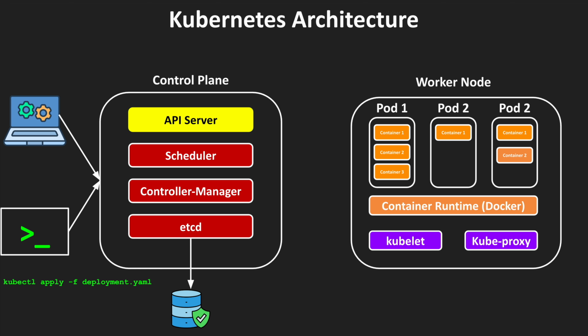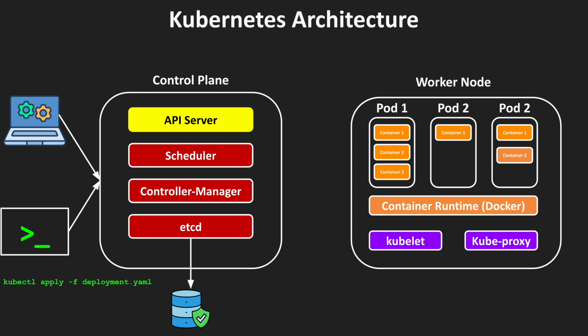So for example, in this case, we are sending a request: kubectl apply deployment YAML. That request goes to the API server in the control plane. The API server is the main entry point. All the commands that we are running, kubectl commands, go to the API server.